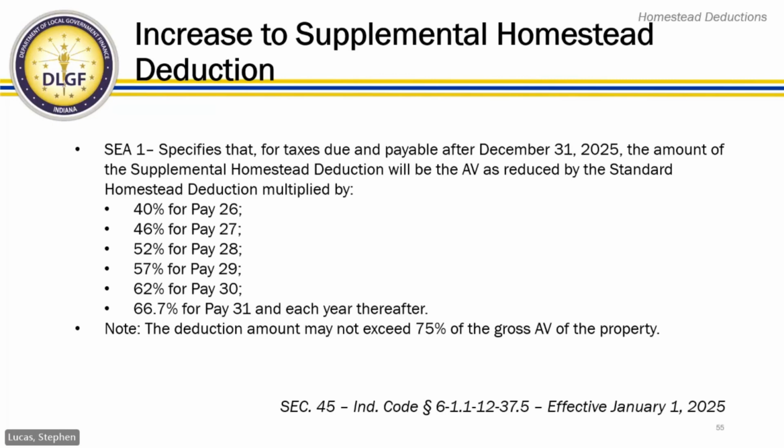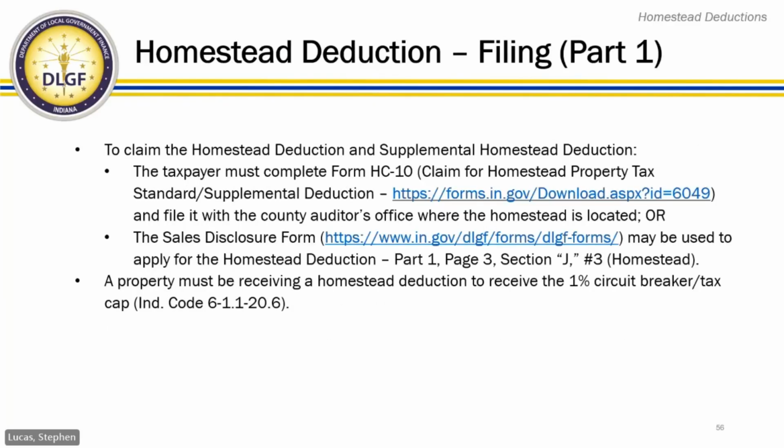There is a caveat with the supplemental, however. The deduction amount cannot be more than 75% of the gross AV of the property. So while you won't have to worry anymore about that $60,000 threshold, you will still have to worry about the 75% of the gross AV for purposes of applying the supplemental deduction. So that's that with the supplemental. Going on to the next slide.